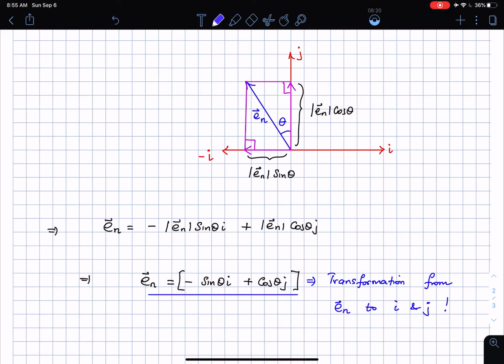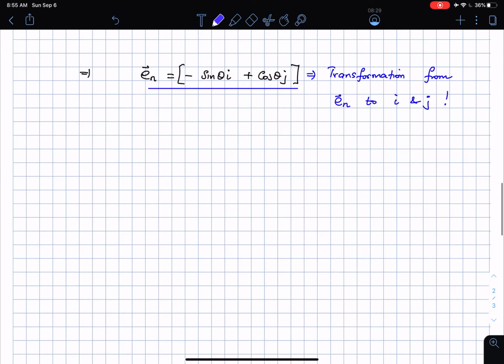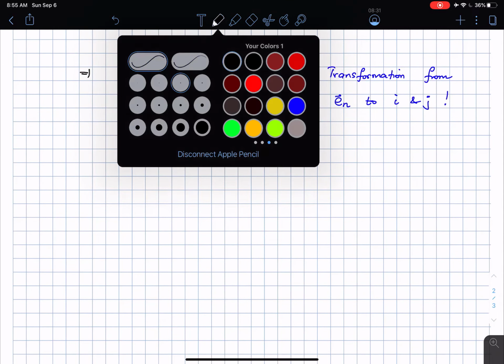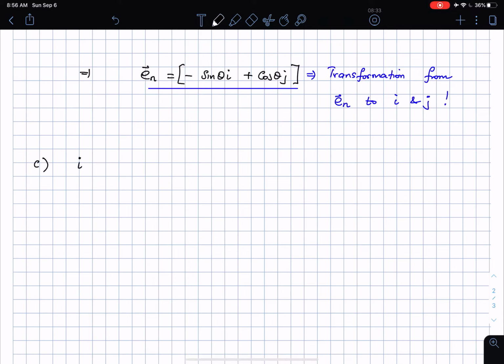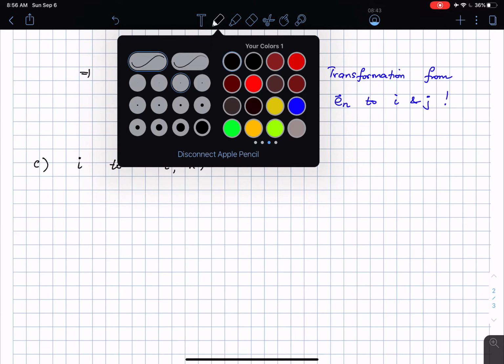Okay, then maybe somebody will ask you a question: how do you transform I and j to En and Et? That's the same way as we have done. So let me maybe do that very quickly. So let's say I to Et and En. How do we do this?